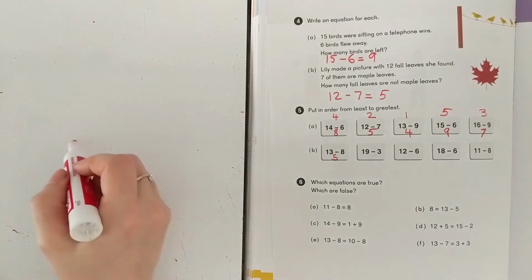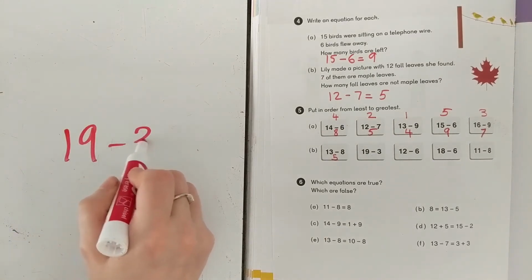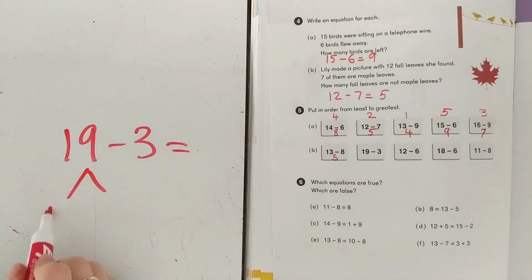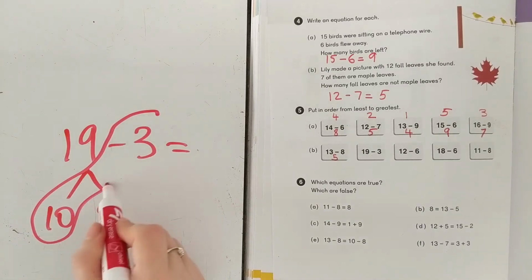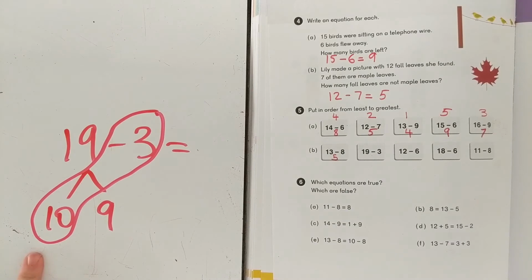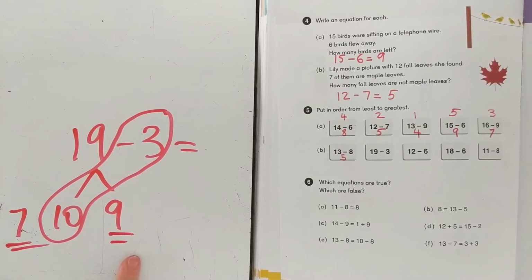19 minus 3. Inside of the 19, there is a 10 and a 9. I'm going to say 10 minus 3 because I'm taking away from the tens place first. 10 minus 3 is 7. Actually, see, when I did this, I realized I'm going to have to add 7 plus 9, which is harder to add. So this was not a good method for this problem.